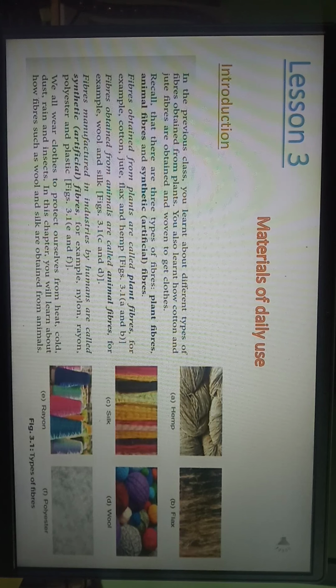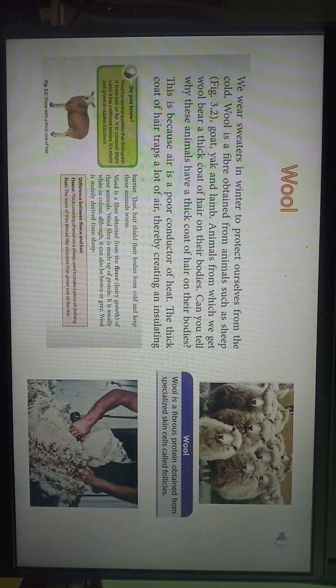So in this lesson, we are going to learn how fibers like wool and silk are obtained from animals. So here we are going to study the animal fibers. What are the animal fibers? The wool and silk. We are going to study how wool and silk are obtained from animals. Okay? Now we are going to discuss wool.